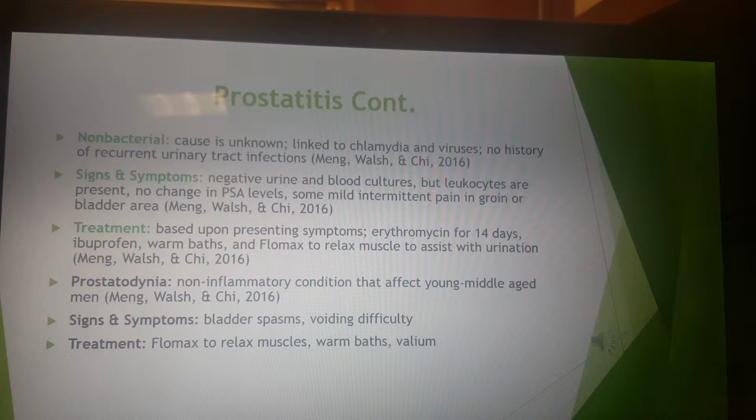Treatment is typically based upon presenting symptoms. Erythromycin for 14 days, ibuprofen, sitz baths, and Flomax to help relax the muscles to assist with urination are typically prescribed. Prostatodynia is a non-inflammatory condition that affects young to middle-aged men. Signs and symptoms are bladder spasms, voiding difficulty, and treatment typically includes Flomax, warm baths, and Valium.